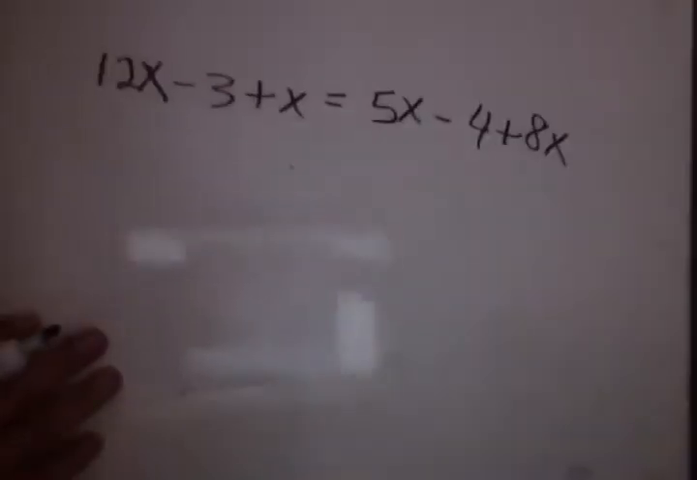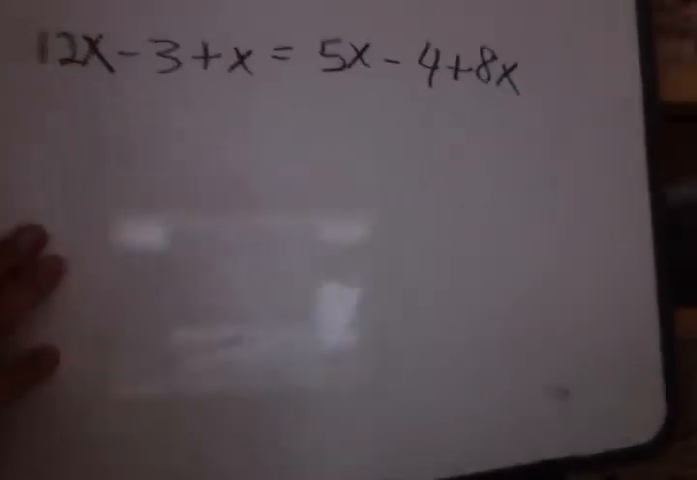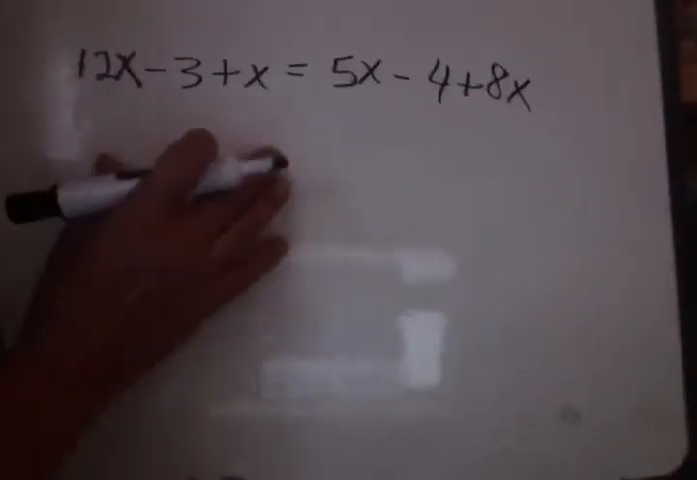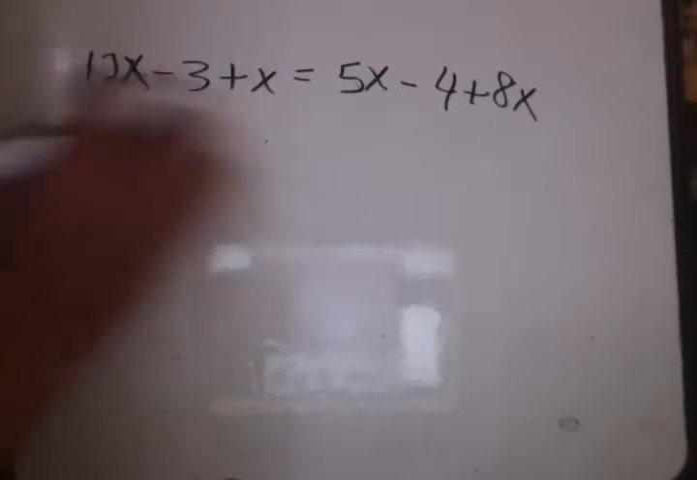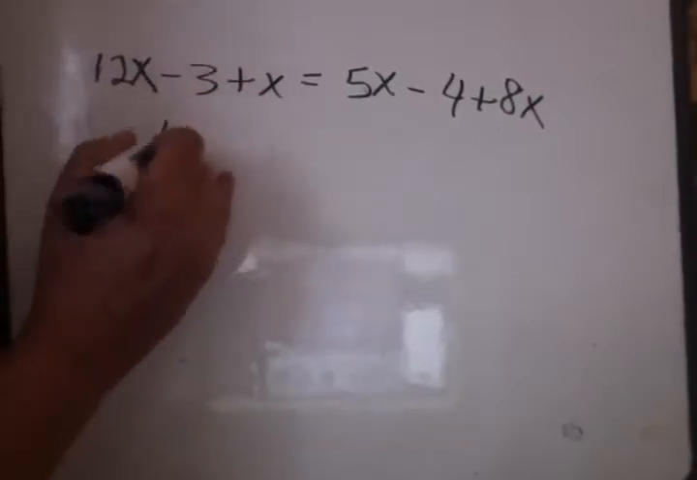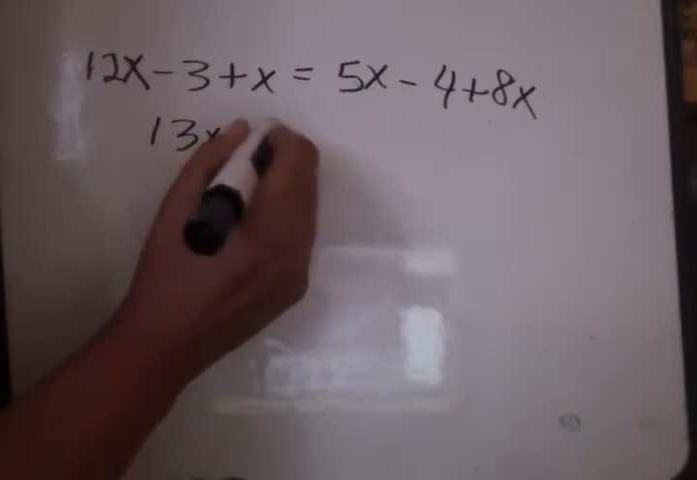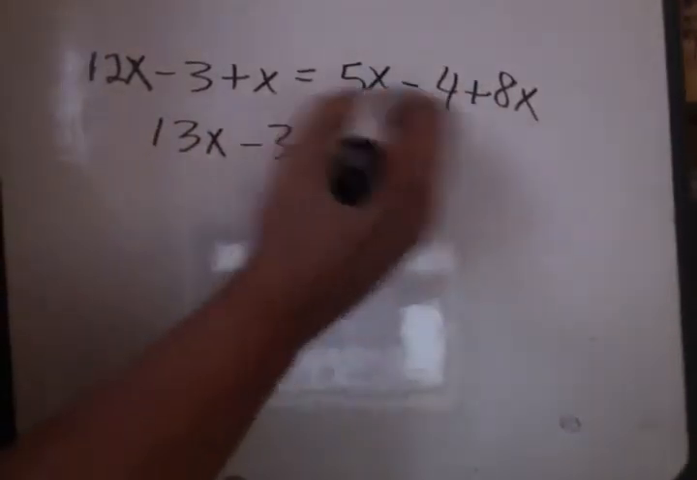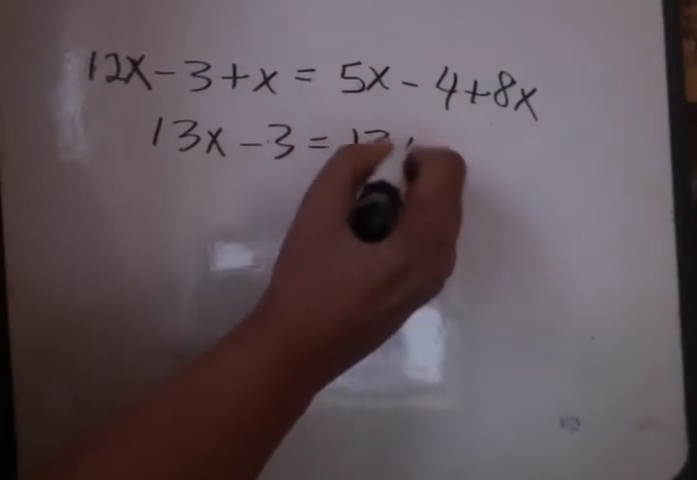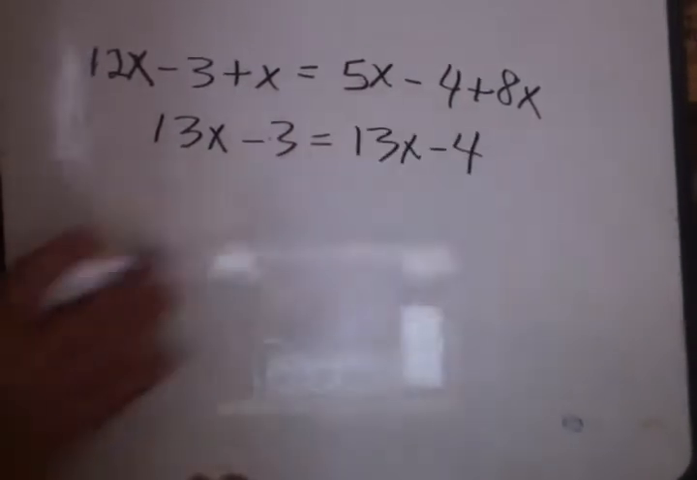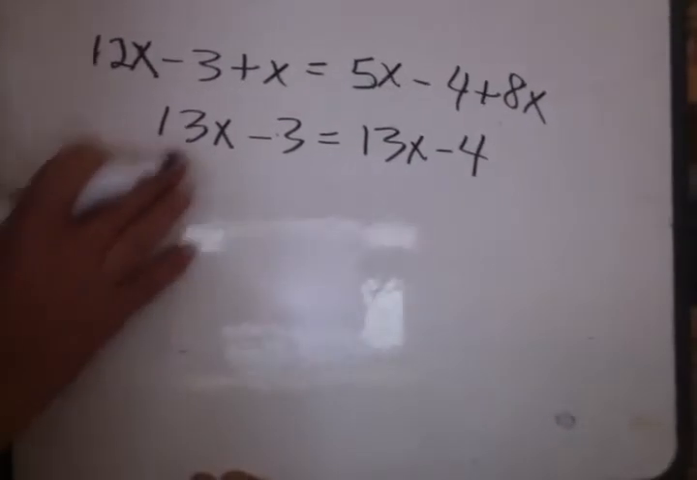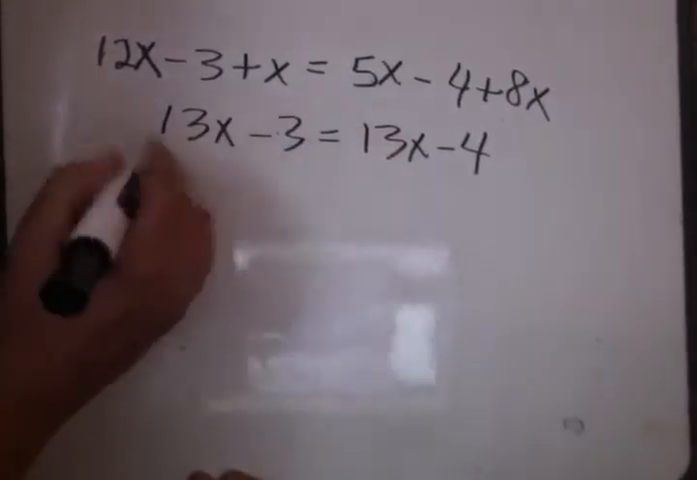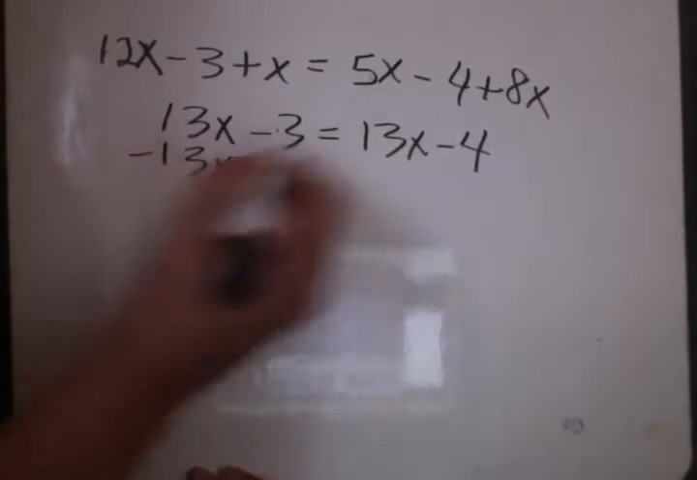Here is another example. Again, you can see that I can combine terms here. So I have a positive 12x and 1x. So I'm going to say 13x minus 3 on this side equals, I have a 5x and an 8x. So 5x and 8x is also 13x minus 4 is what's left on this side. And again, you see that there's a 13x here and a 13x here. I'm going to just subtract 13x from both sides.